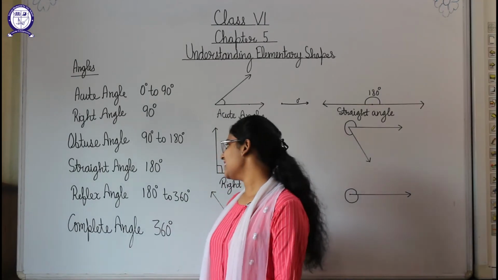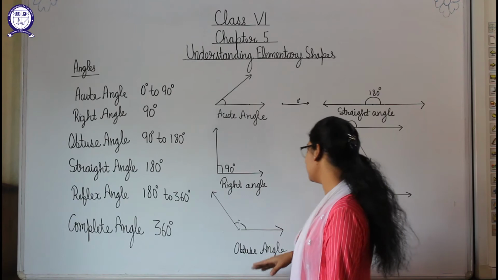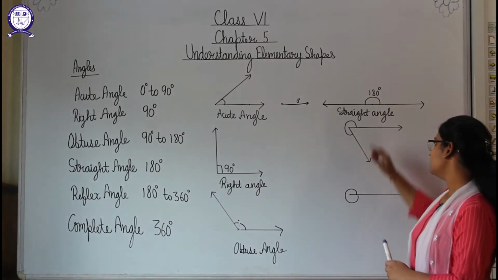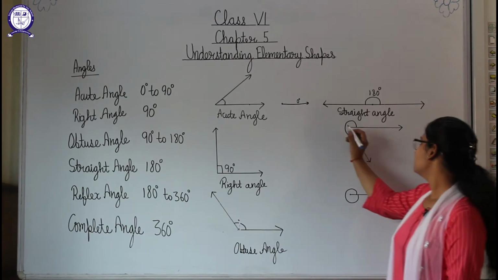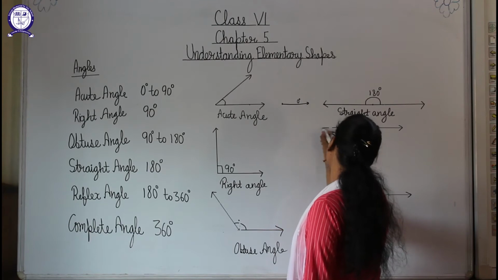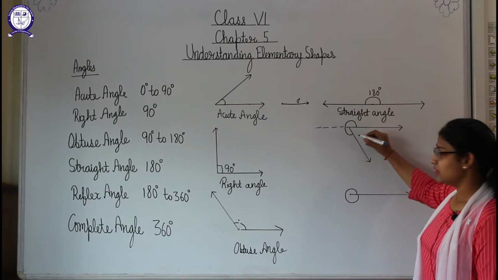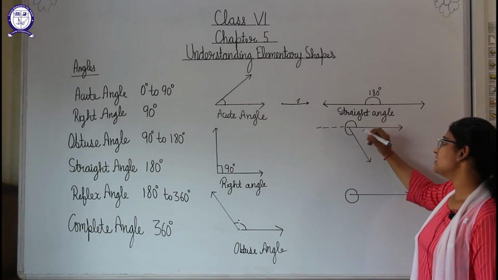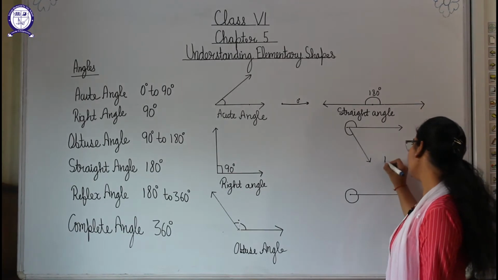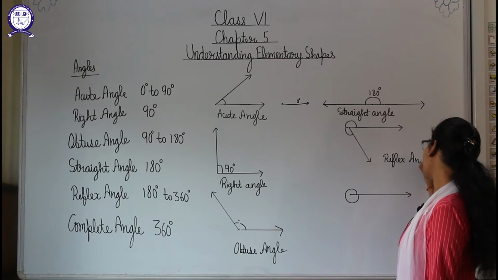Now students, next angle is reflex angle. Reflex angles are from 180 degree to 360 degree. Here you know the 180 degree angle. Now this angle is a reflex angle. See here, this will be the straight angle here and this angle is greater than 180 degree. That means this is a reflex angle, meaning angles from 180 to 360 degree will be reflex angles. So this one is a reflex angle.